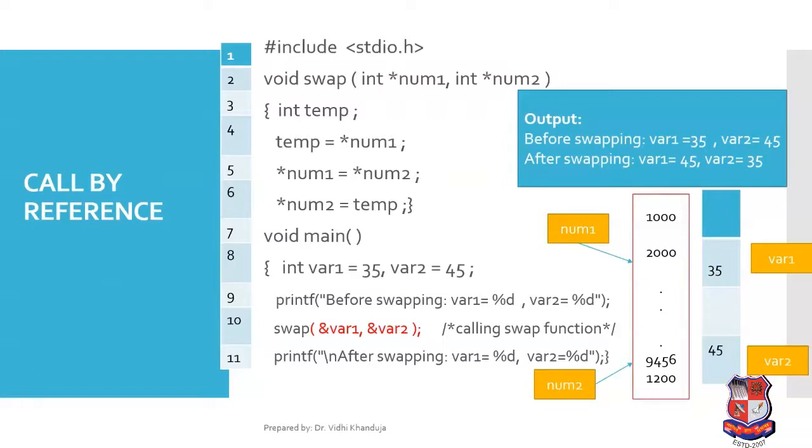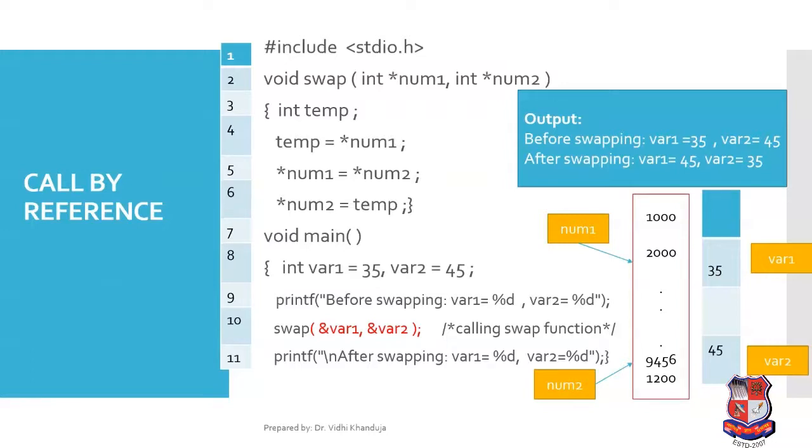Earlier we have seen the call by value. So we were just passing the value of the variable, that is var1 and var2, 35 and 45. In this particular case, we are passing the address of the variable, 2000 and 9456. Now, we know to store this address, what do we need? We need pointers. I cannot store a variable address into a normal variable. What I need is pointers. So this is how I am declaring num1 and num2 as pointers of type integer.